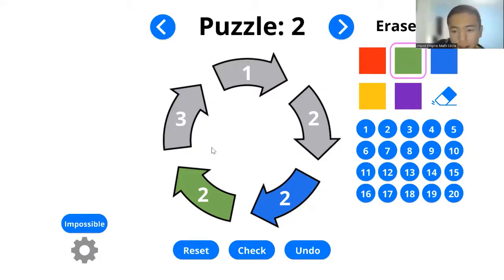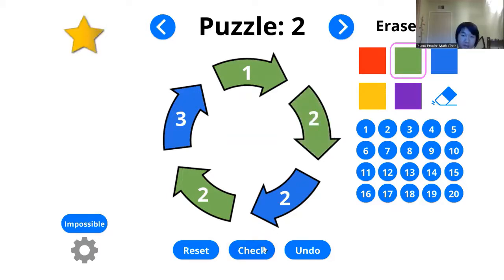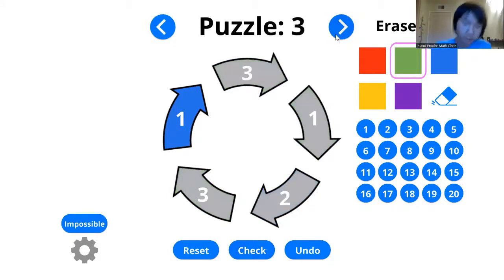Could start on the green arrow. So is 1 green? Good. Yes. Move 2 steps, 1 would be green. And then 3 is blue. And 2 is green. Yeah, so this all works. So the first few puzzles are pretty much all the same. We'll do one more of these and we'll move on to a harder one.